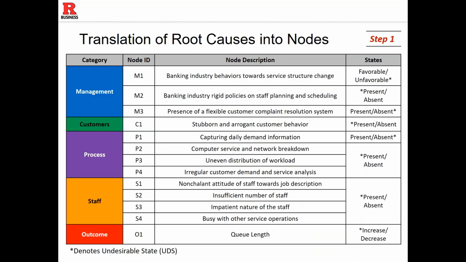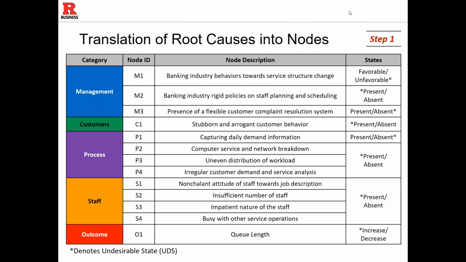You'll see here in this particular example, my co-author and I clustered these root causes into 4 different themes. We gave each of those root causes a node ID just for our own bookkeeping purposes. And you'll see the final outcome node here, which is Q length. That's the variable we're looking to understand. That's the big Y, right?